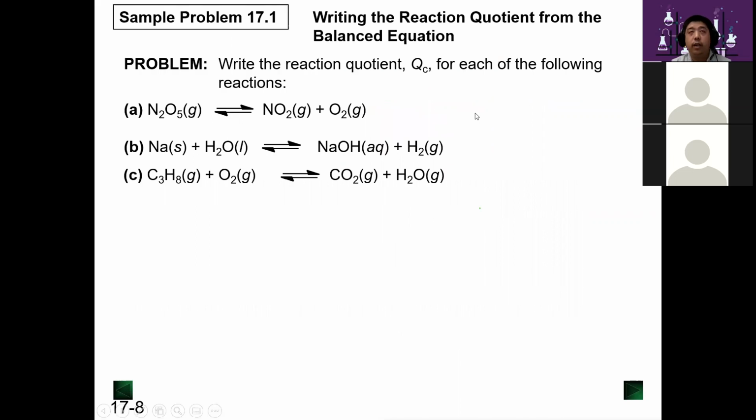Okay. So let's give this a try. I want you to take these three equations here, and I want you to write down the QC, or in other words, just the reaction quotient. So set up the equilibrium expression for me. I'll give you some time with this.